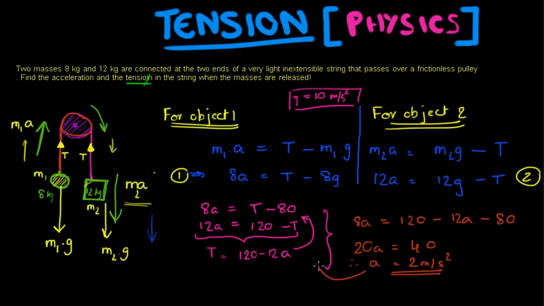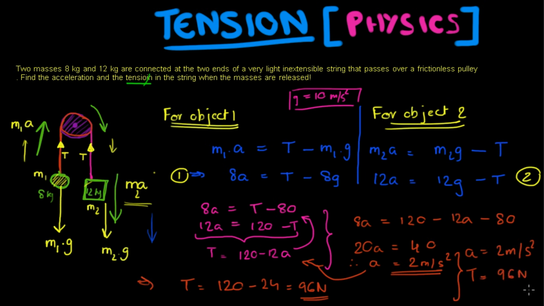Now if we just put the acceleration in this equation, the acceleration is the same. So T is equal to 120 minus 12 into 2, and that's 24, which is equal to 96 newtons. There we have it. So we have acceleration as 2 meters per second squared, and tension, which uses the unit of force, is 96 newtons.